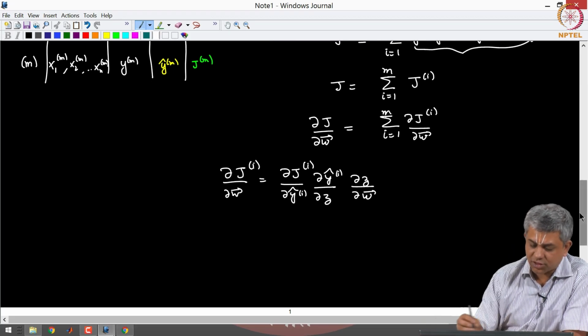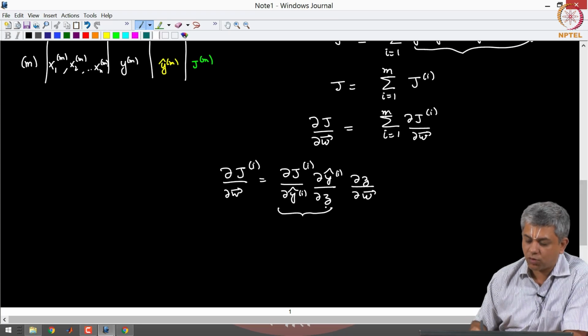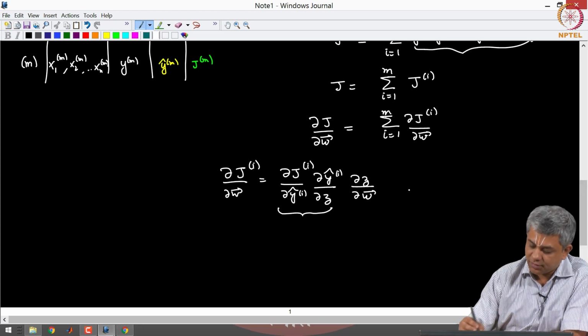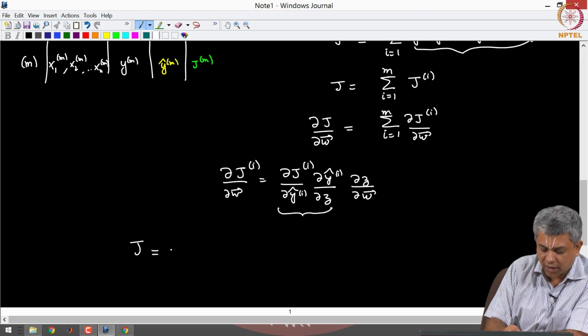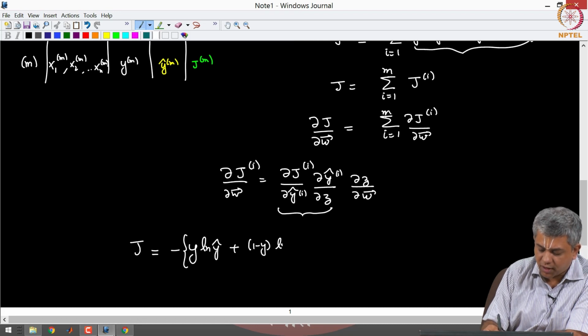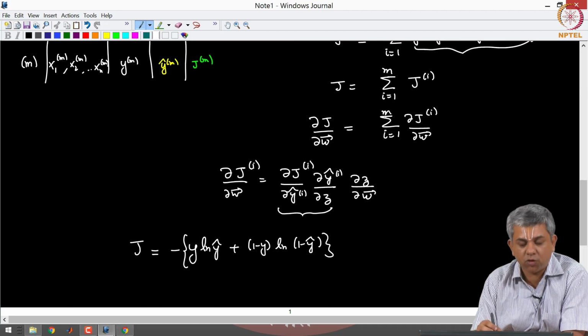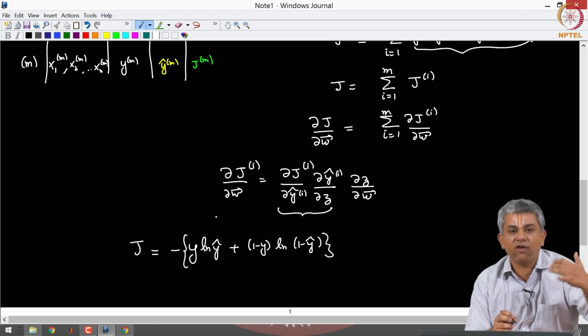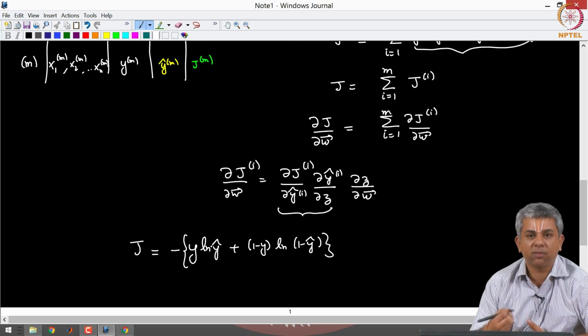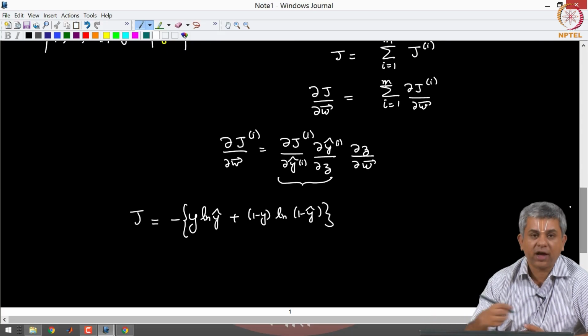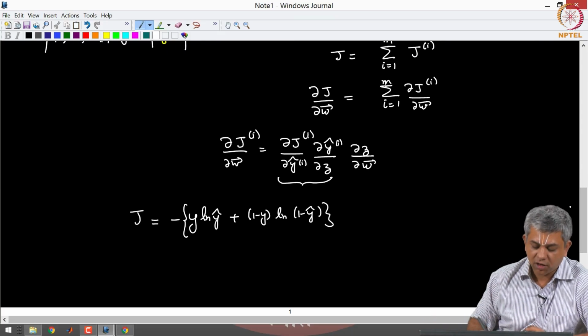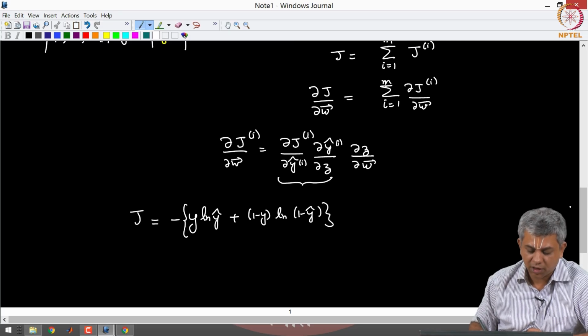Let us look at this term first. Okay. So, I am going to drop the i as I said. J is minus y ln y hat plus 1 minus y ln 1 minus y hat. Notice that the derivative is with respect to y hat, because that is what depends on w. y is fixed, y are the labels that we gave, y hat is the hypothesis function that we get out of the prediction using our parameter w.